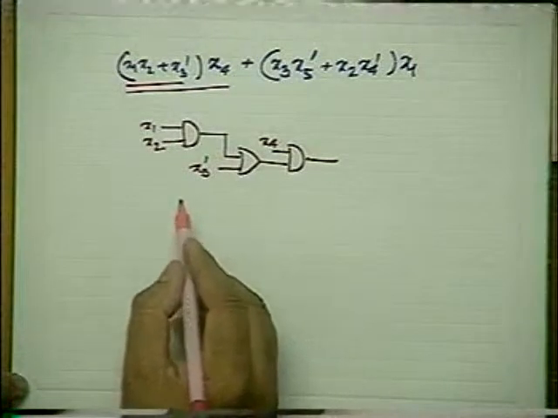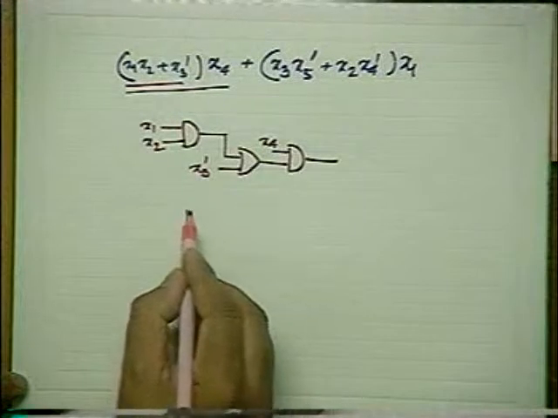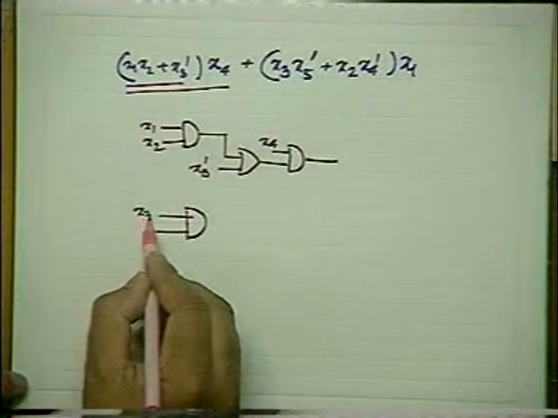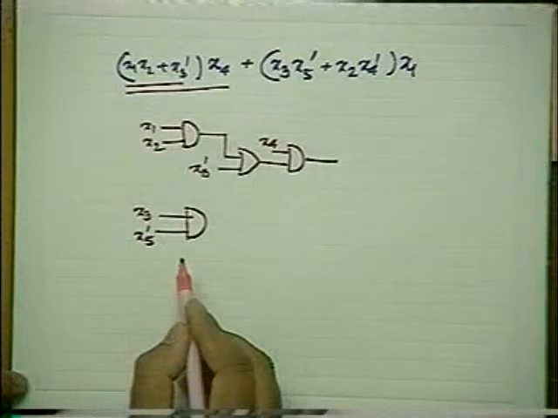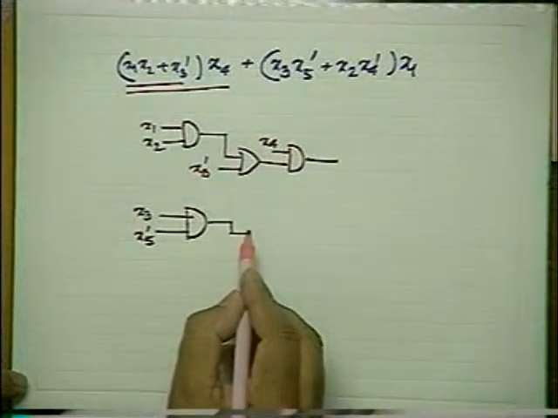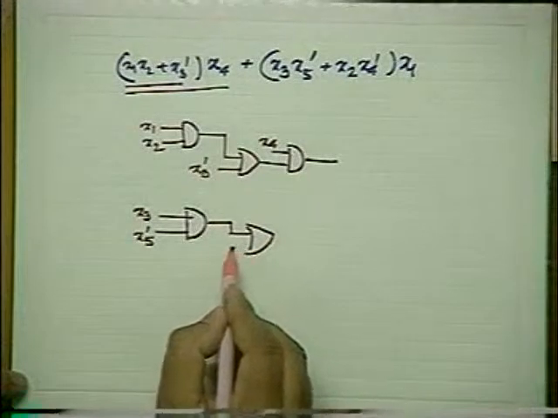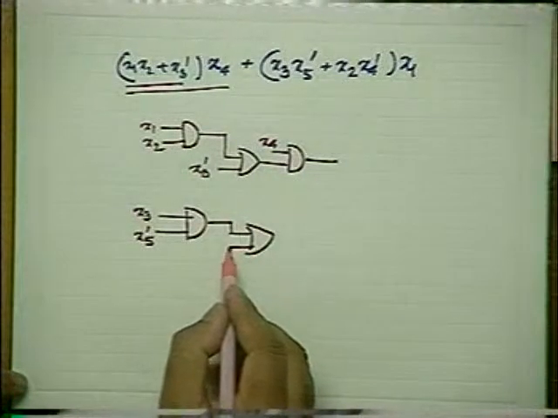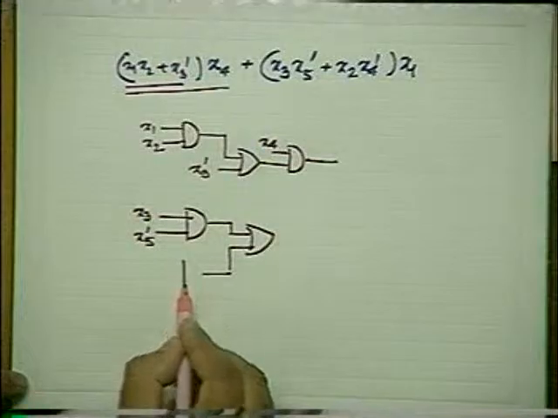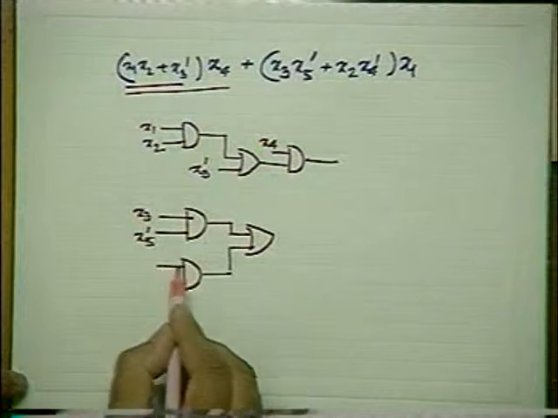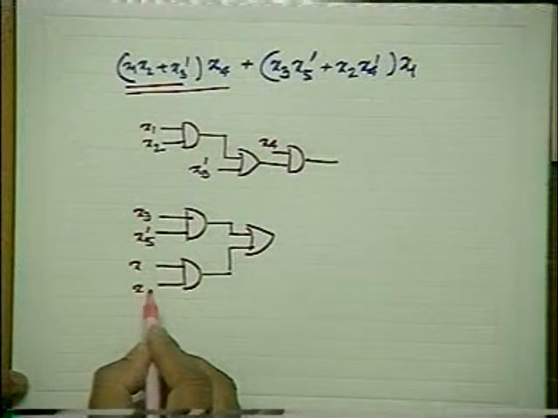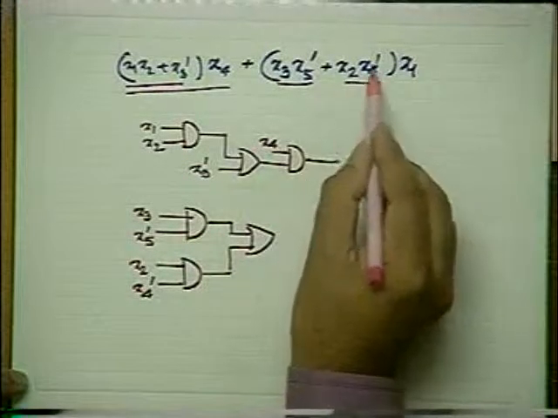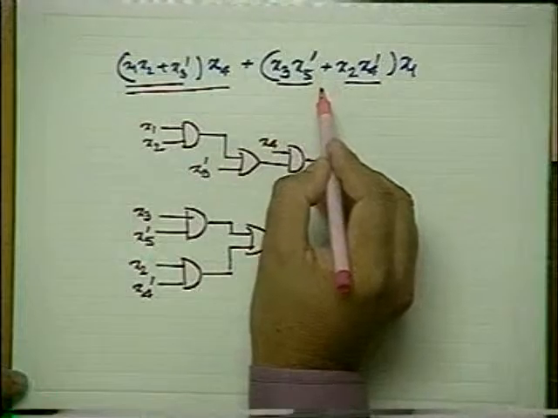Now, say once more, x3. Here you see that x2, x4 bar, that means I have x3, x5 just realized here, x2, x4 bar I have realized here. This sum I have realized here, right?